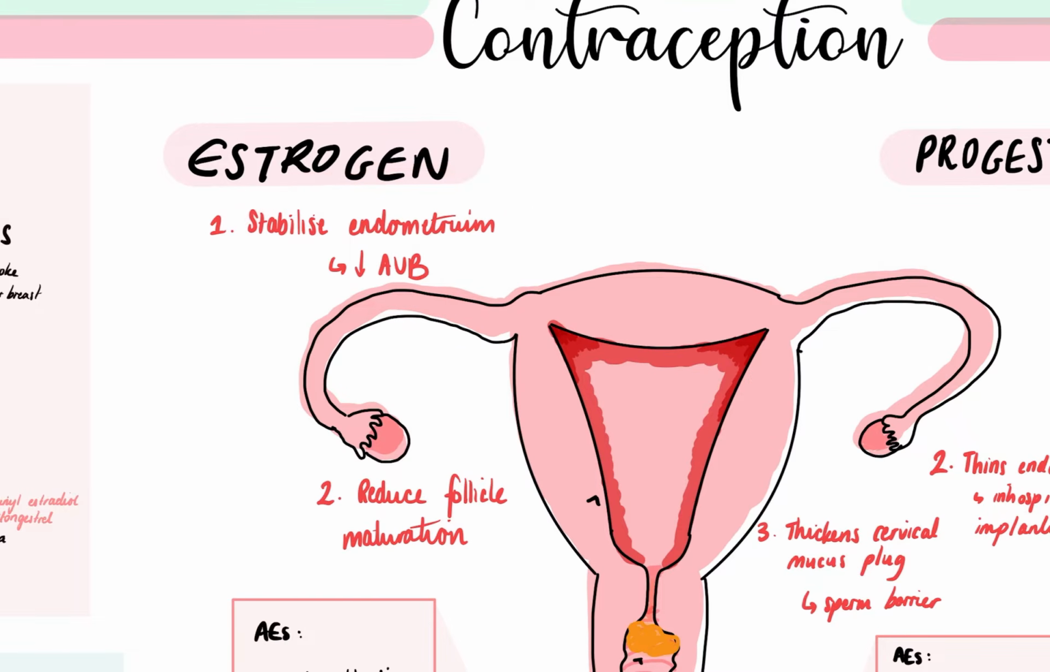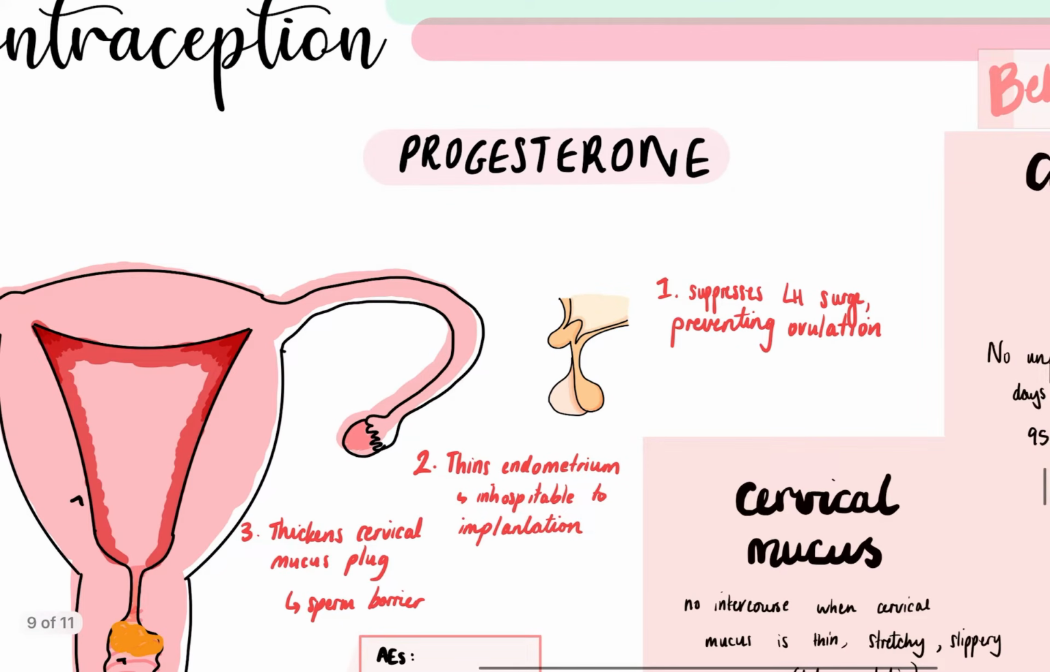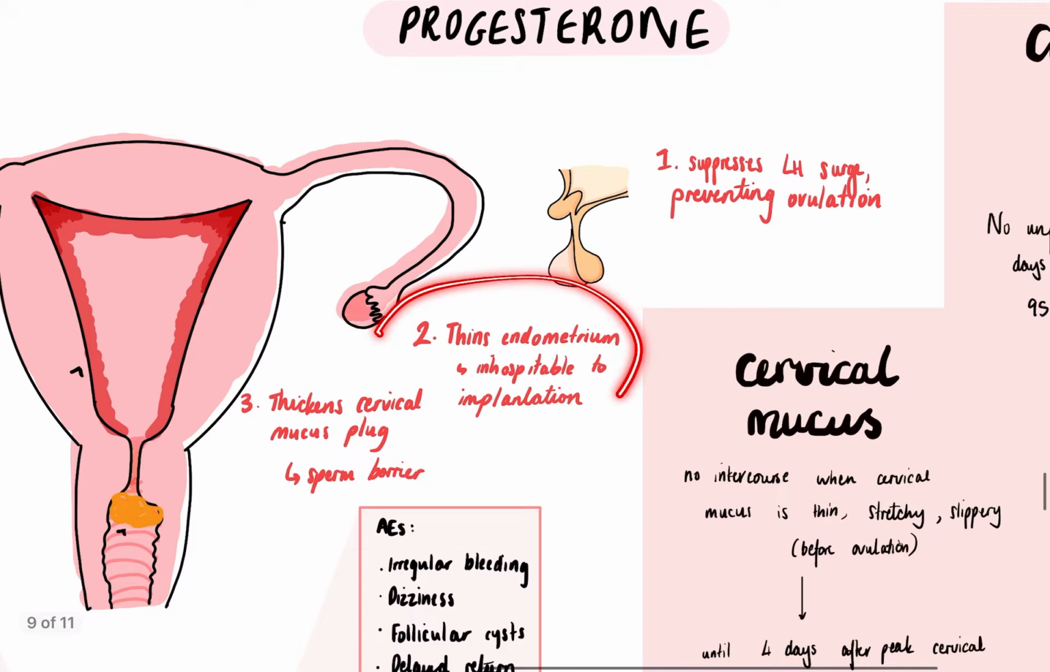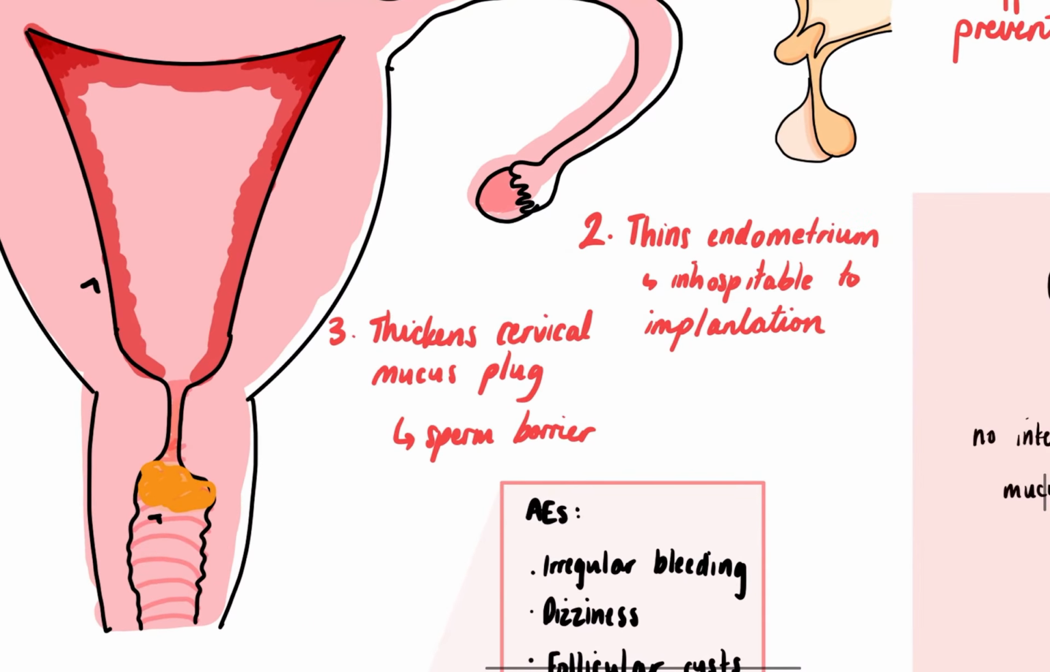So starting with the role of estrogen, which is usually produced by the maturing follicle, estrogen has a role in stabilizing the endometrium, so it decreases abnormal uterine bleeding, and it also reduces the maturation of other follicles. On the other hand, progesterone, which is usually produced by the corpus luteum, suppresses the production of luteinizing hormone from the pituitary gland, which in turn prevents ovulation. And it also thins the endometrium, which makes it inhospitable to implantation by any embryos. The last thing that progesterone does, very importantly, is that it thickens the cervical mucus plug, which forms a physical barrier against sperm.